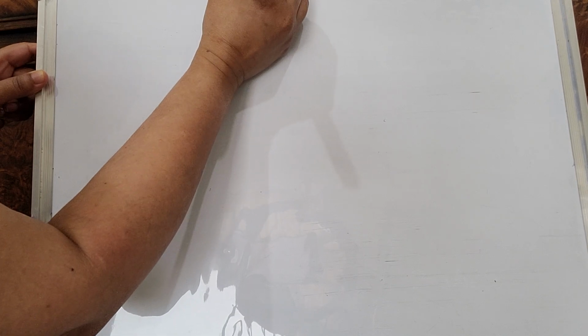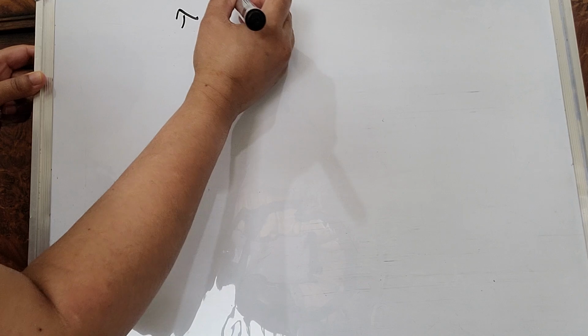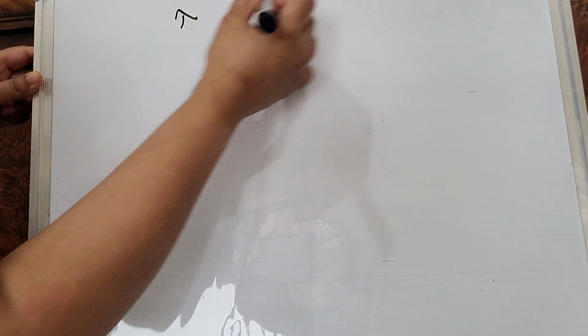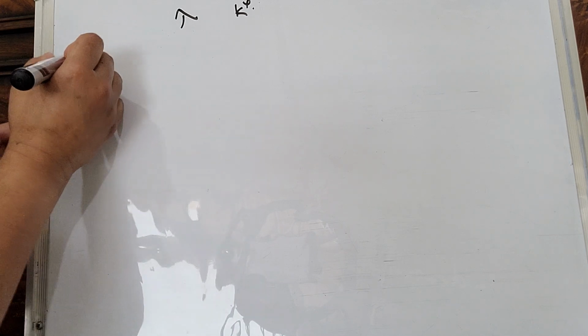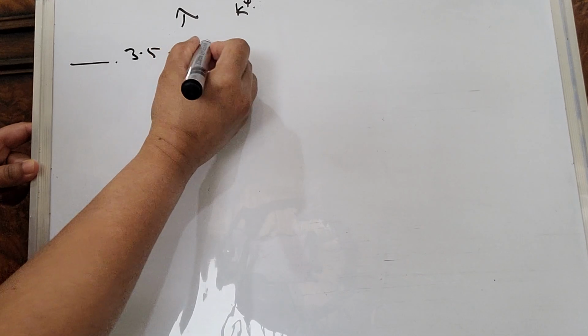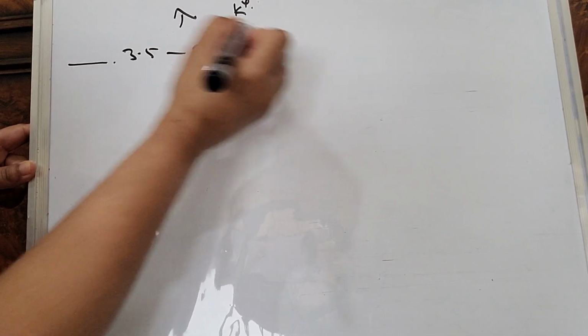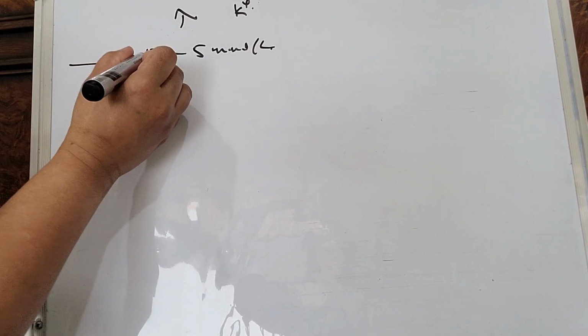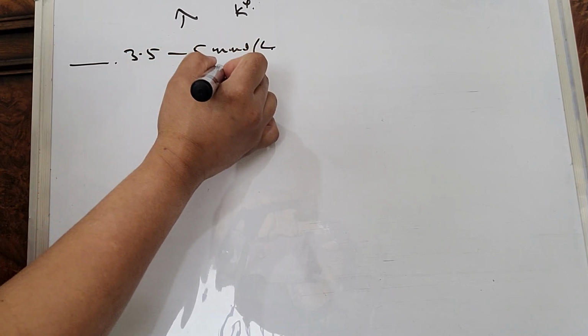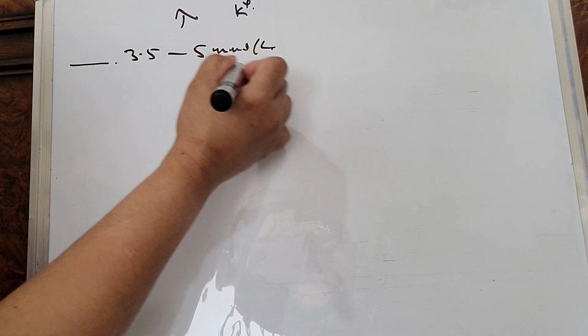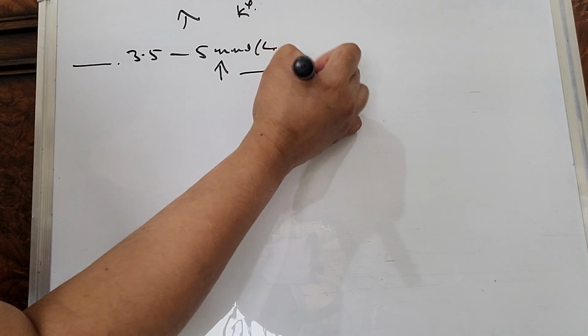Hyperkalemia. Hyper means increase, kalemia means potassium. So increased potassium. The normal potassium is 3.5 to 5 millimole per liter. So if our potassium value is more than 5, that is hyperkalemia.